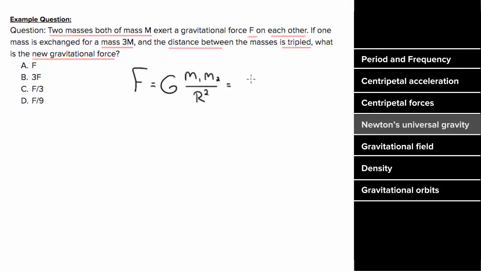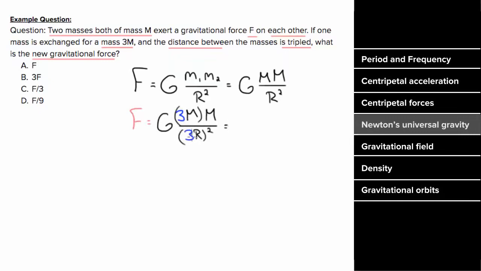So the initial force between the two masses would be big G m times m over r squared, but the new force with the exchanged values would be big G times 3m times m divided by 3 times the radius squared. The factor of 3 squared on the bottom gives 9, and 3 divided by 9 is 1/3, times big G m over r squared. So we can see that the force with the new values is 1/3 of the force with the old values.